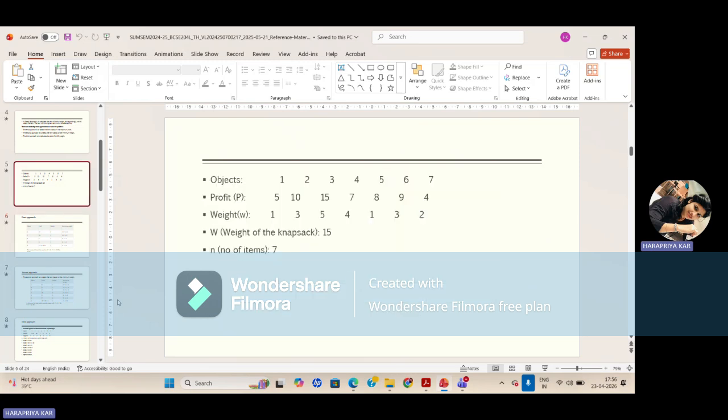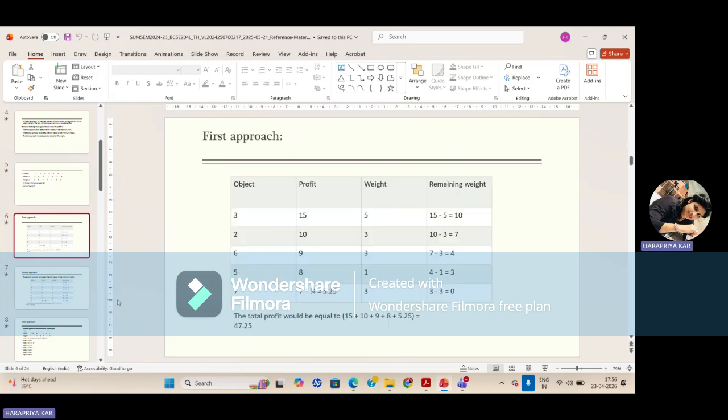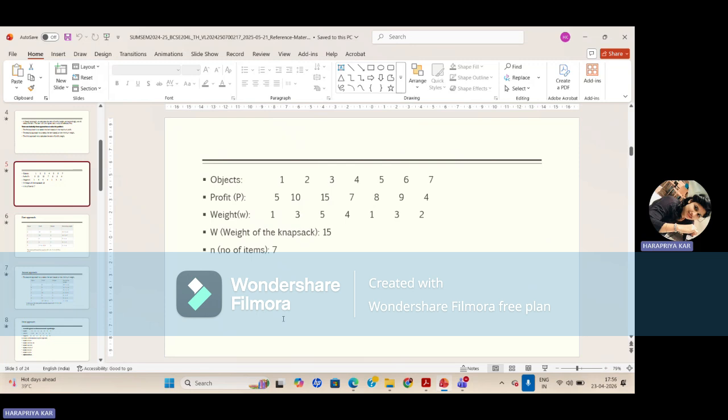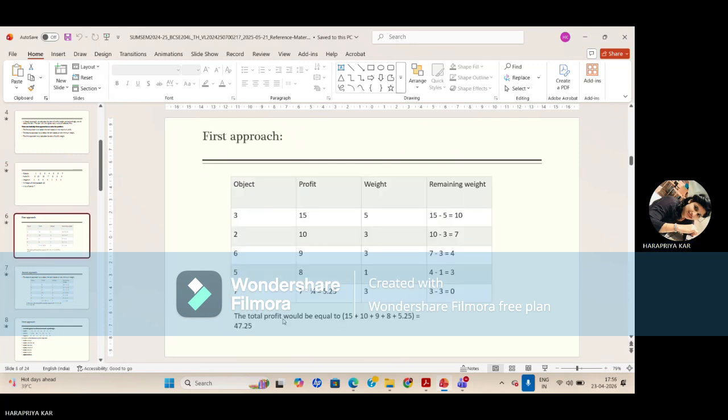Now you see the remaining. How to calculate the remaining? From 15 minus 5, that is 10. 10 minus 3, 7. 7 minus 3, 4. 4 minus 1, 3. 3 minus 3, 0. So now the bag is filled. The profit would be, you just have to sum up based on the formula.